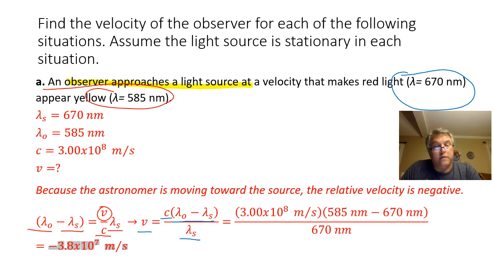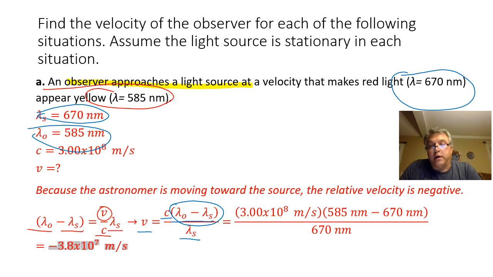And I plug all of those numbers into my formula. And remember, my source wavelength is larger than my observed wavelength. So when I plug that into this portion, I'm going to end up with a negative number. And when I do all that math out, I'm going to have a speed of the observer of negative 3.8 times 10 to the 7th meters per second.